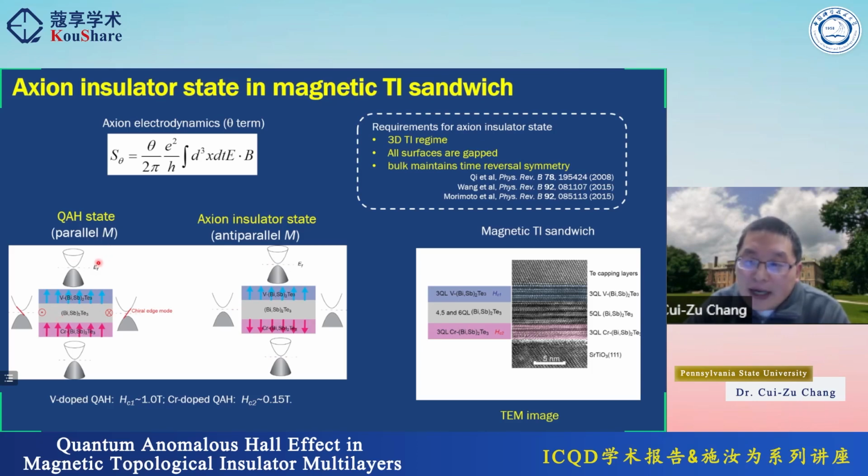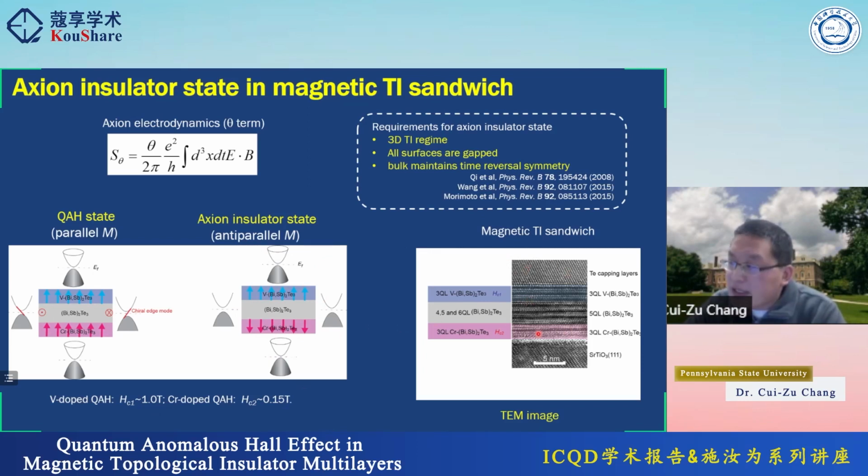When the magnetic field is very high, the magnetizations will point in the same direction, in a parallel alignment. This is just a quantum anomalous Hall state. At some specific magnetic field regime, the magnetization may be anti-parallel aligned. The top surface contributes e squared over 2h Hall conductance, and the bottom surface contributes minus e squared over 2h Hall conductance. They cancel each other and form this kind of axion insulator state.